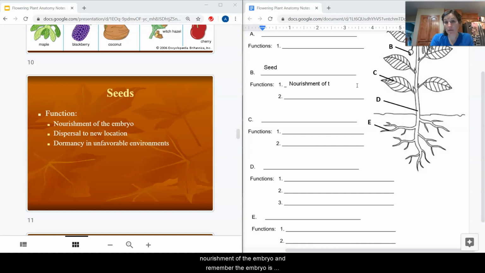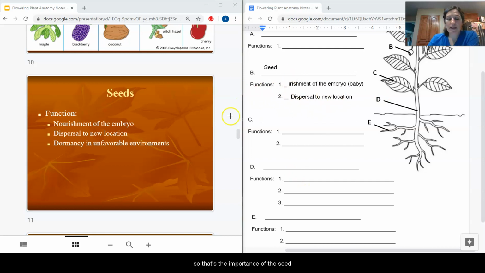Of the embryo. And remember, the embryo is just kind of like the baby plant. That's all the embryo means. And then the other big importance of the seed is that it does dispersal, which means getting it away from the mommy so that we are not competing for resources. So that's the importance of the seed.